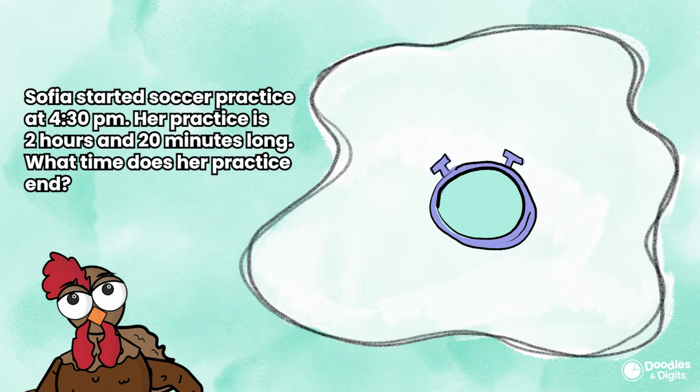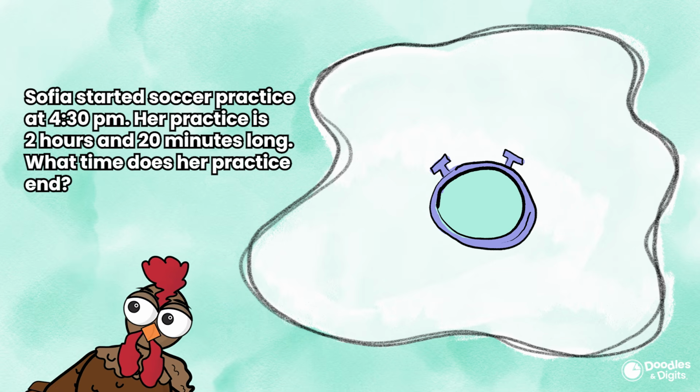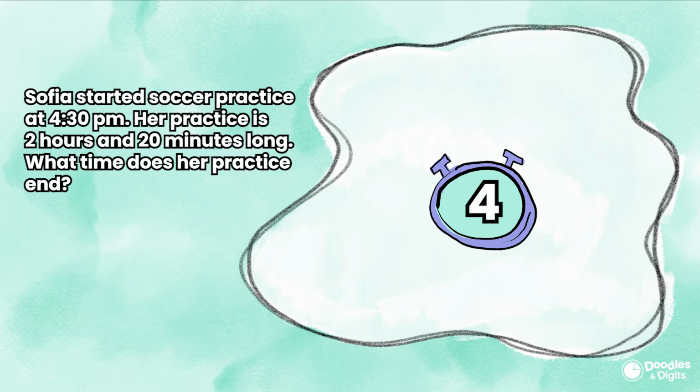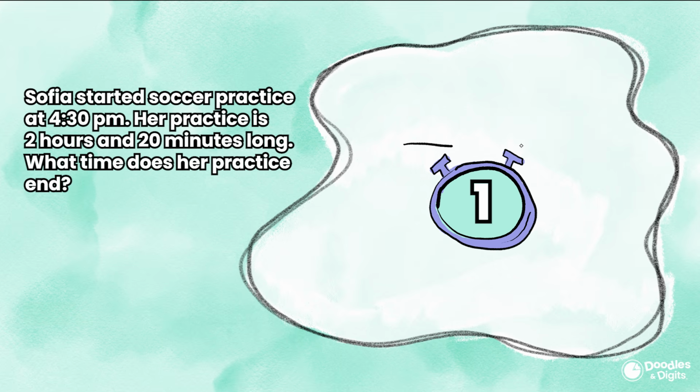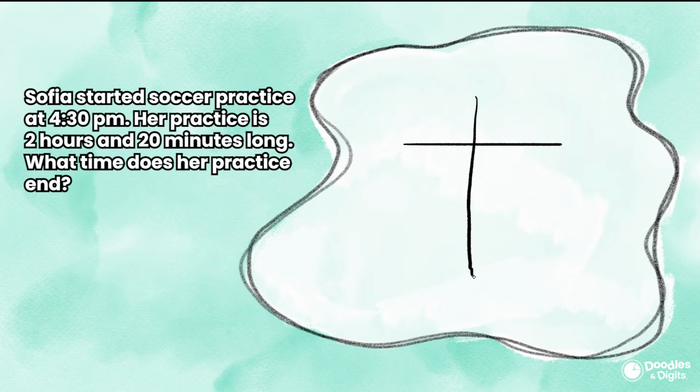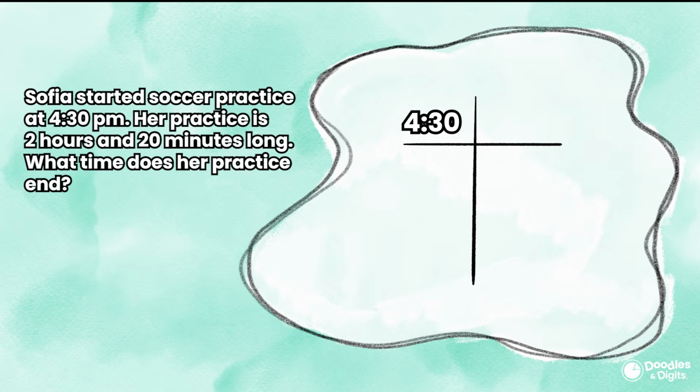Sophia started soccer practice at 4:30 p.m. Her practice is 2 hours and 20 minutes long. What time does her practice end? All right, I'm going to use the T-chart method to solve this problem. We know that her practice starts at 4:30 and we're going to add on 2 hours and 20 minutes, but we'll break it down so it's a little easier to add.